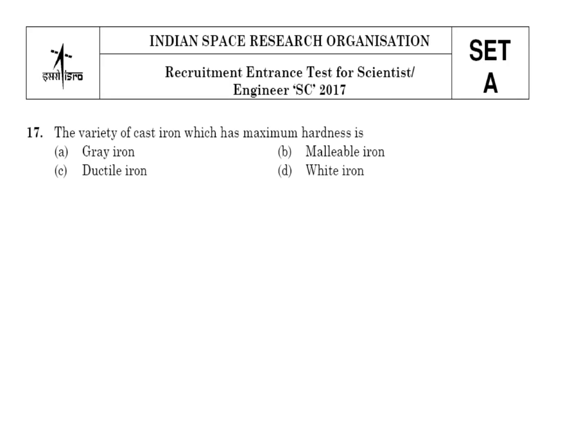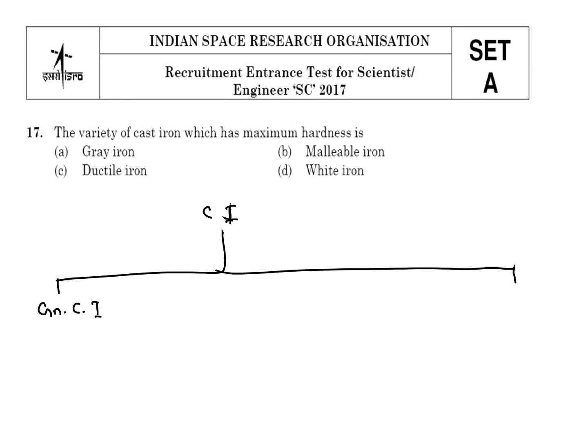The variety of cast iron which has maximum hardness. Cast iron types are: first grey cast iron, then malleable cast iron, then ductile cast iron, then white cast iron. Ductile iron we can also call SG cast iron or nodular cast iron.